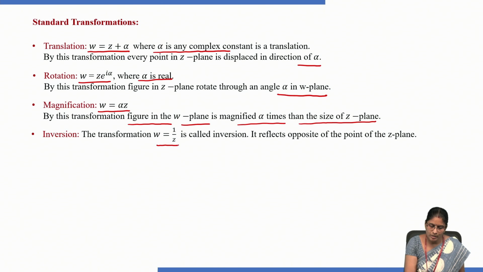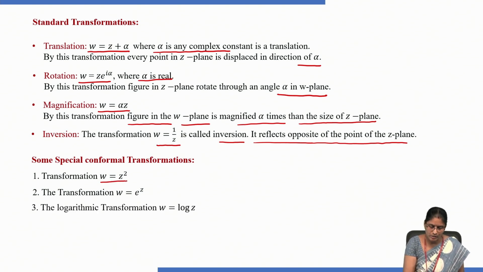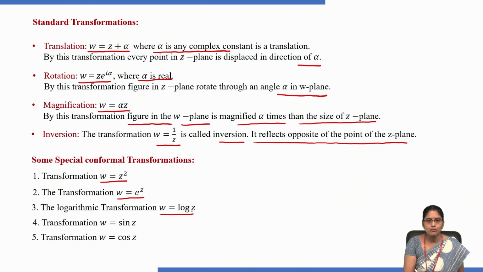Next transformation, W is equal to 1 by Z, which is called inversion. It reflects opposite of the point of the Z plane. Here are some special conformal transformations. Transformation W is equal to Z square, which is a special transformation. W is equal to e power Z, W is equal to log Z, sin Z, cos Z, sinh Z and cosh Z. These are all special conformal transformations.